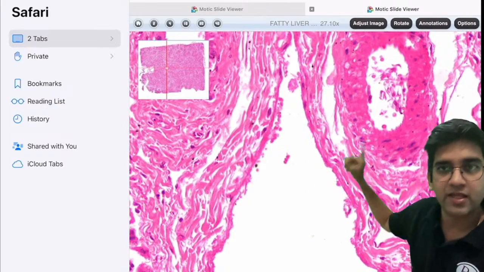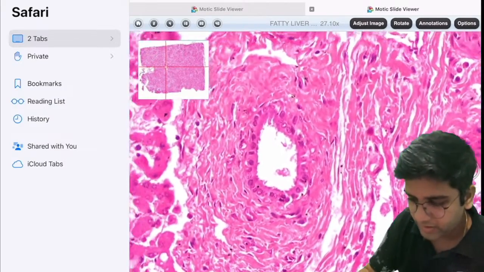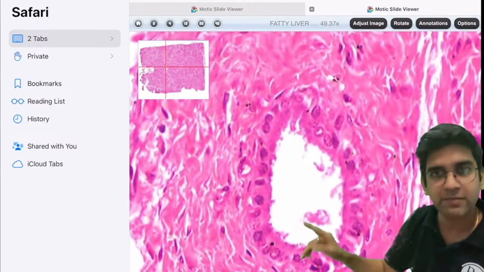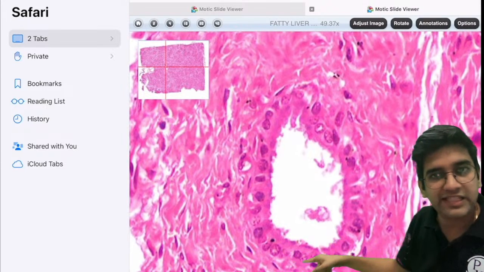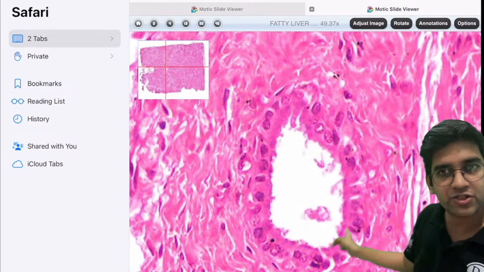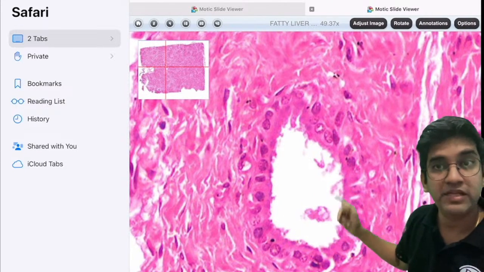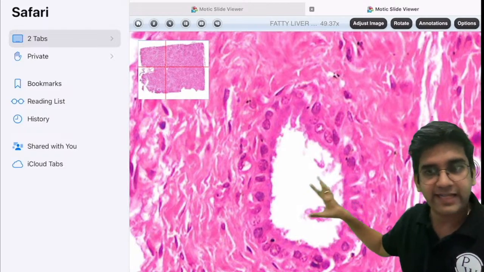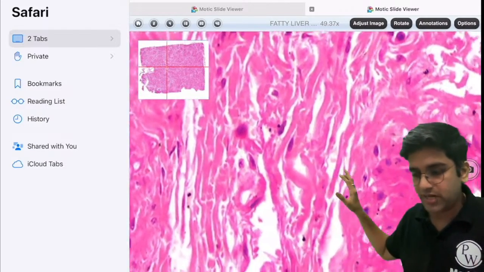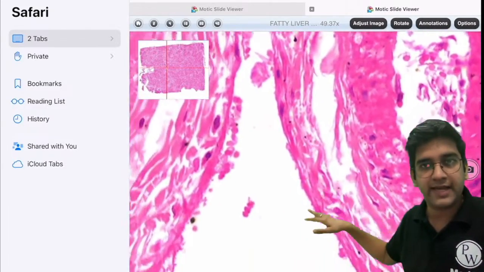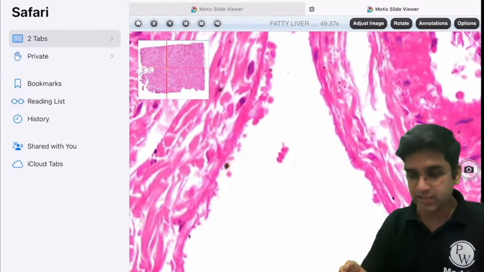With a portal vein, you have the hepatic artery, and can I say that here I am having a low cuboidal epithelium? What is this structure? That's a biliary radical, right? So you have a bile radical, you have a hepatic artery, and you have a portal vein. That's a classical portal triad.